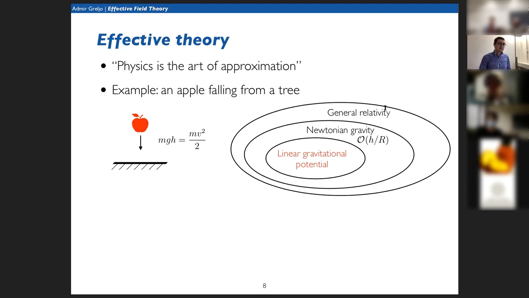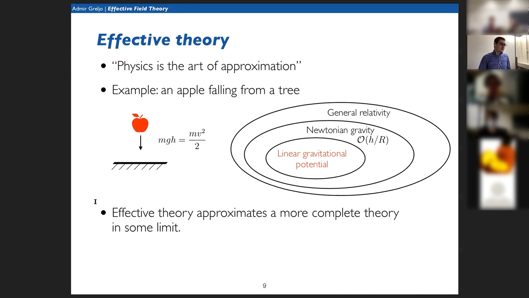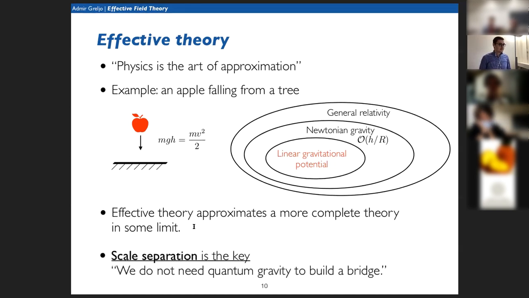And Newtonian gravity is the effective theory of a more general, more complete theory called general relativity, which introduces even further subtle effects that you perhaps don't care about. So the effective theory approximates a more complete theory in some limit. It's very useful because you identify what are the relevant things for your problem, for your phenomenon. And it really is the way we think about and understand physics. We are trying to separate stuff. So the key concept is scale separation.